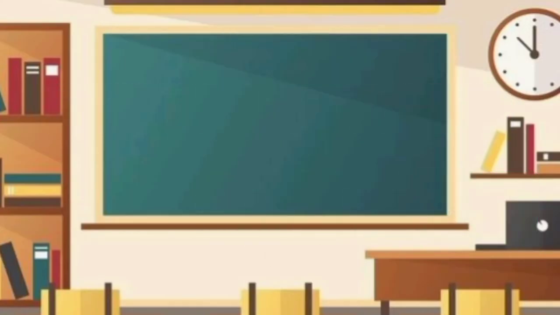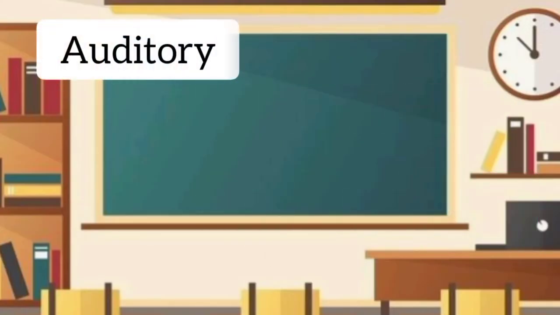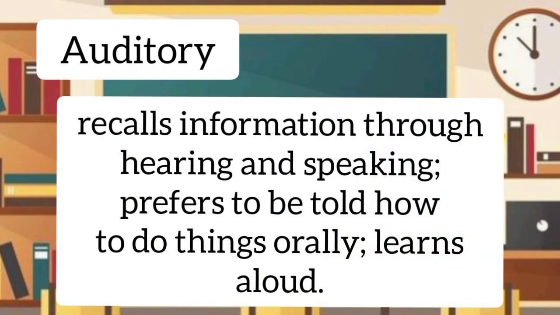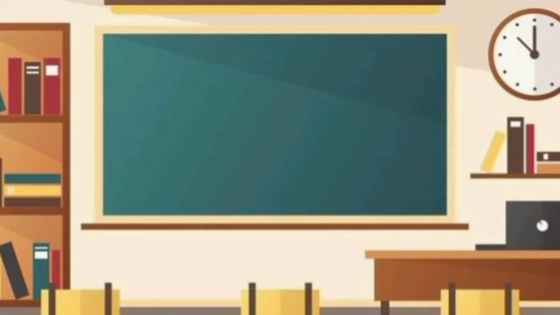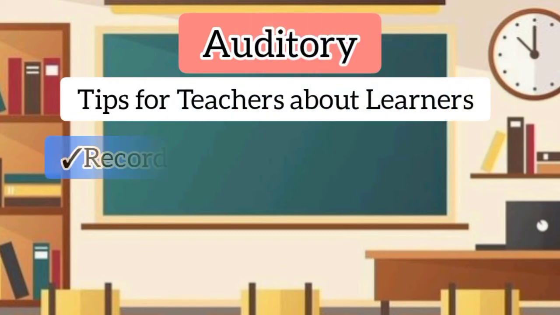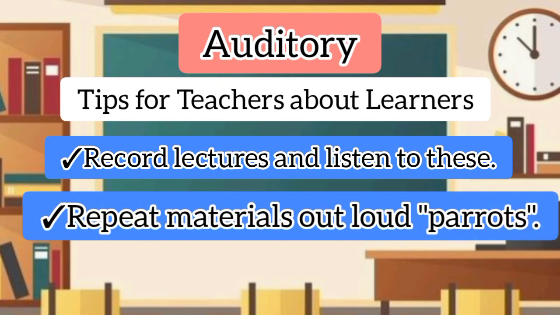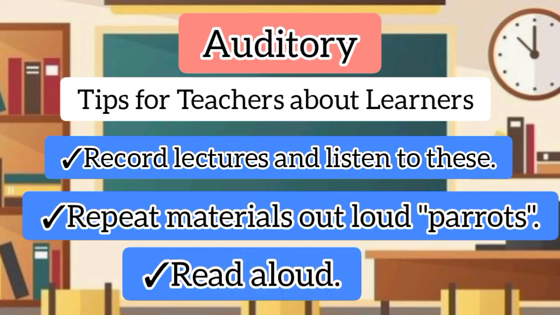The second characteristic is the auditory. It recalls information through hearing and speaking, prefers to be told how to do things orally, and learns aloud. So the tips are: record lectures and listen to them, repeat materials out loud, and read aloud.